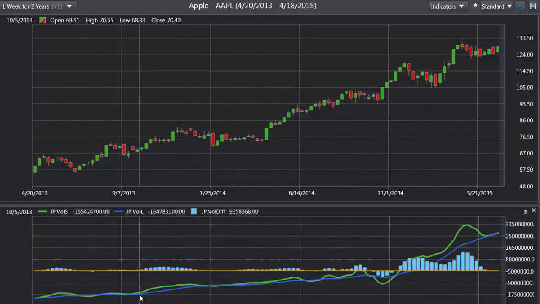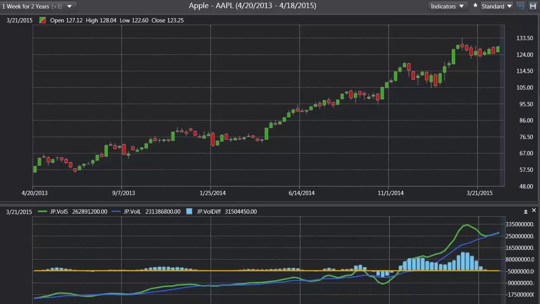Is the short-term moving average of volume above the longer term? That's the green versus the blue line. So when the green line is above the blue line, as you see here, we can determine that there is short-term volume momentum and there is longer-term positive momentum behind the market.